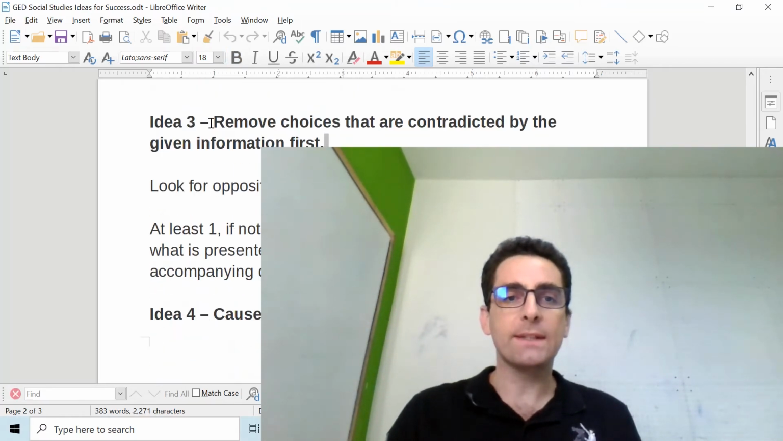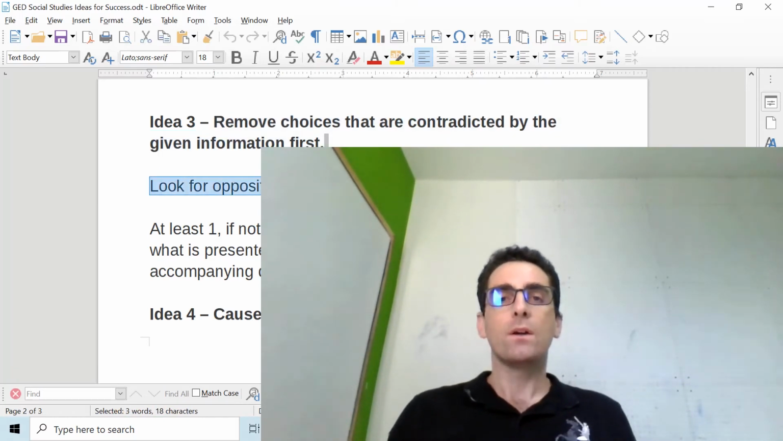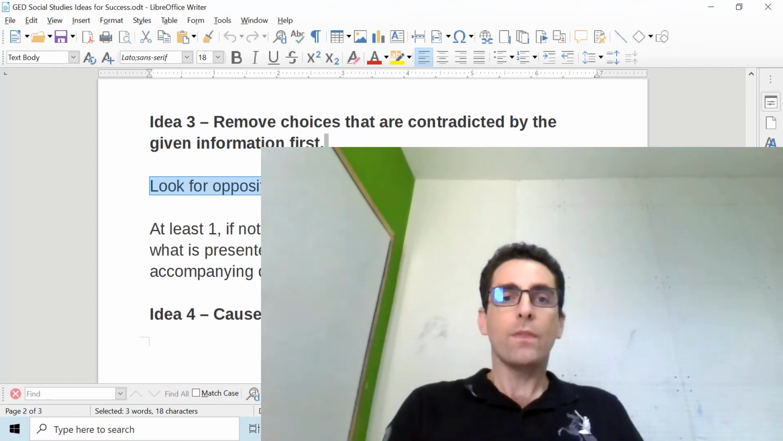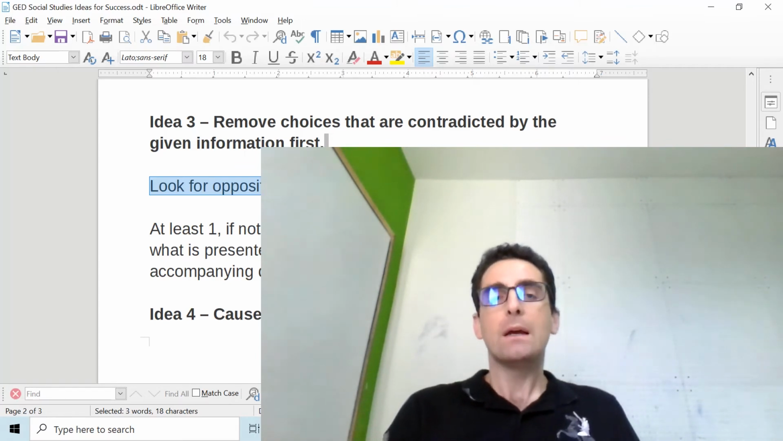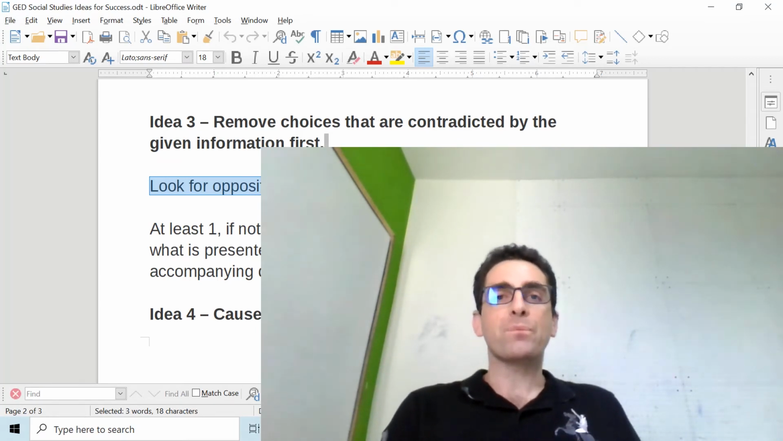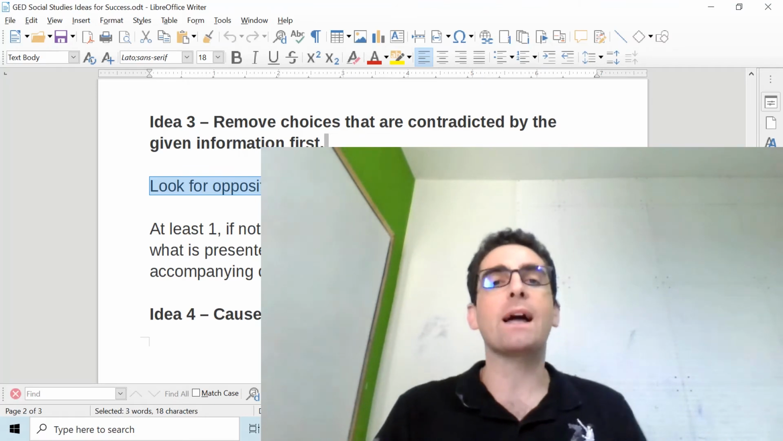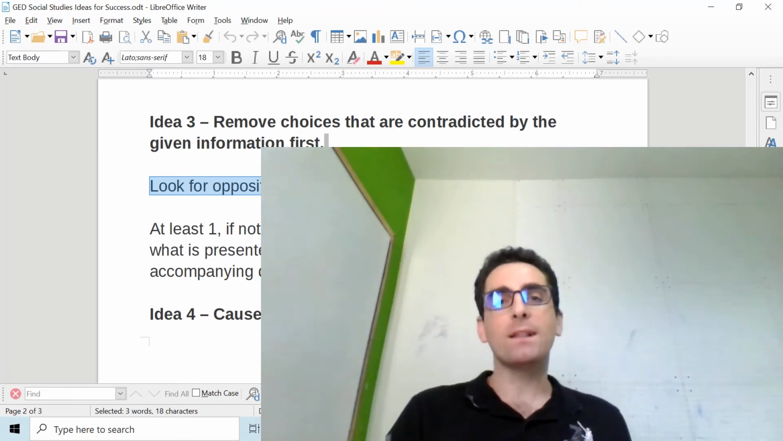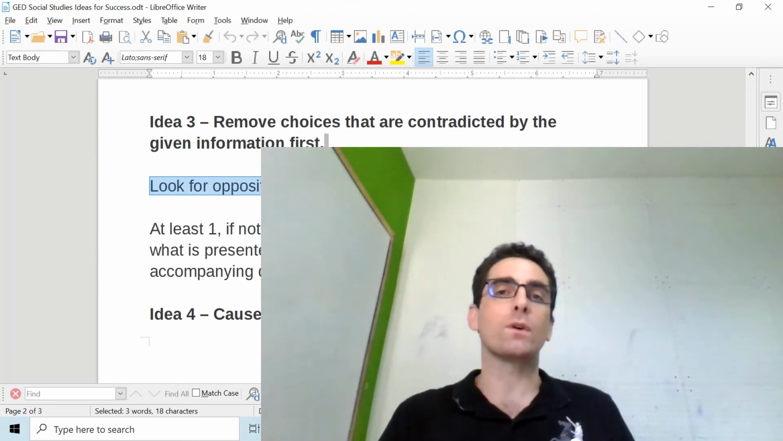Idea three is remove choices that are contradicted by the given information. What that means is look for opposites. When you read the question, and you read the text or look at the graphs, there will be one or two answers that are the direct opposite of what the answer should be. It could be one of these answers, it could be two. It's definitely going to be one. So make sure you look out for these opposites, these contradictions, and then eliminate those immediately. Just put a big line through them. Well, you can't really put a line through it on the computer, but you know what I mean. Put a mental line through it, and then you've lessened the amount of choices that you have to make.